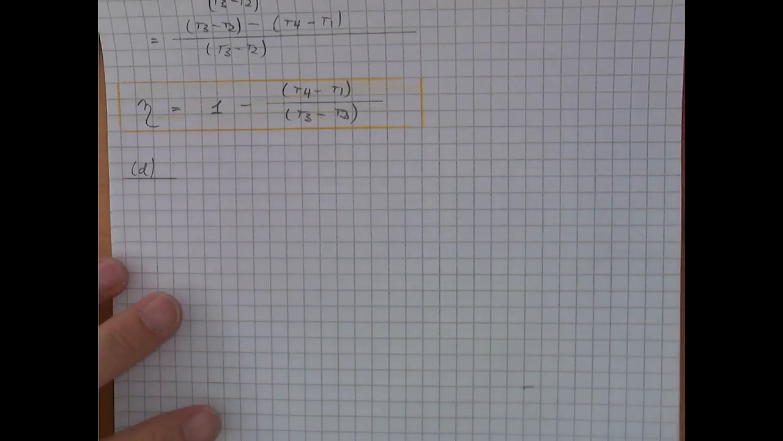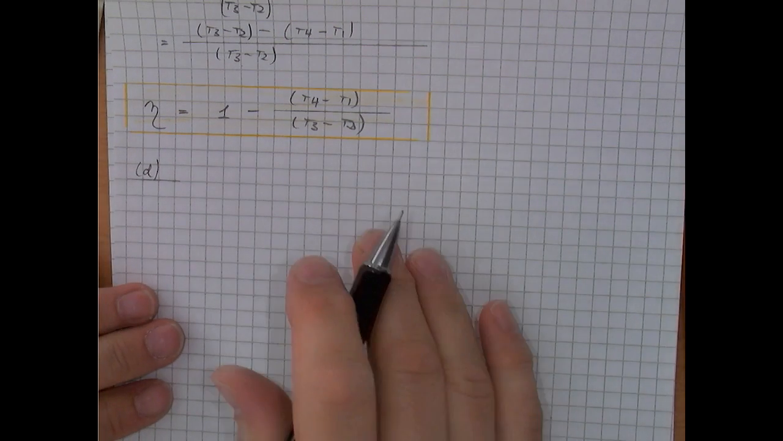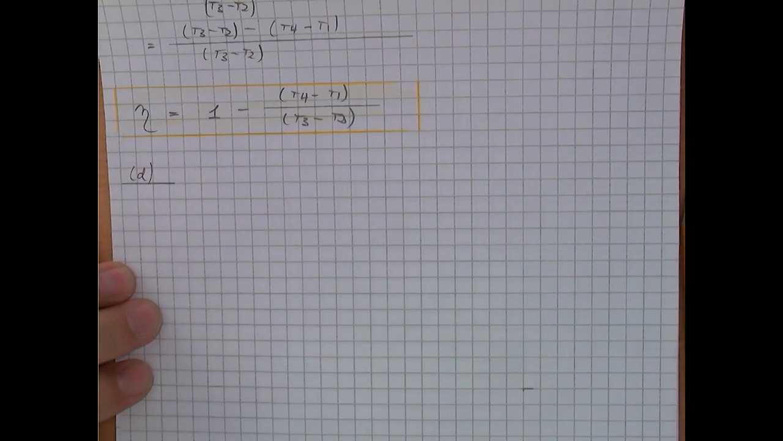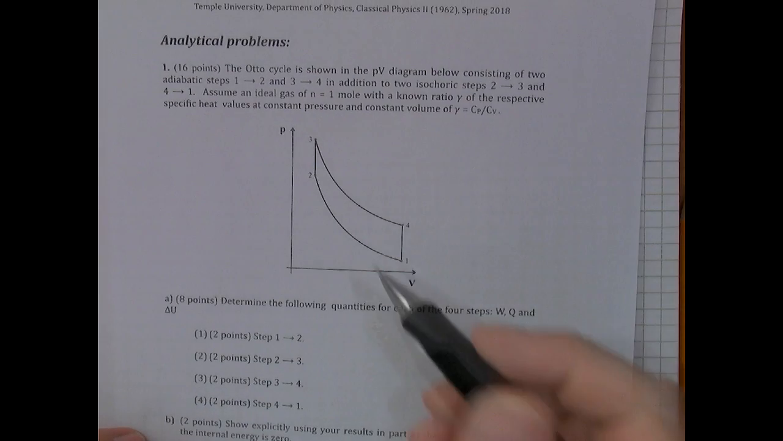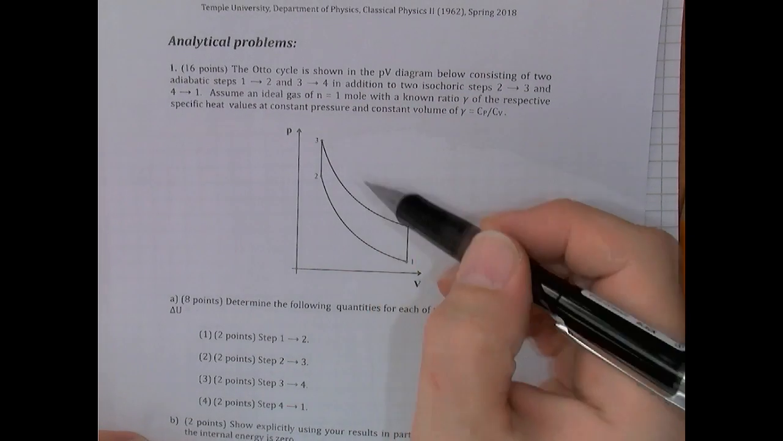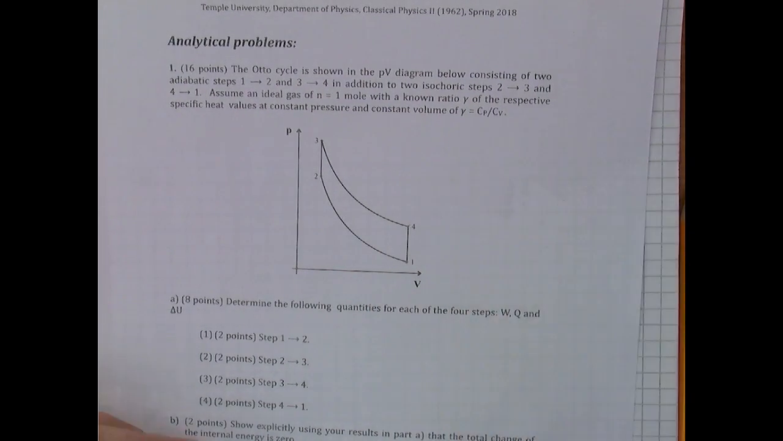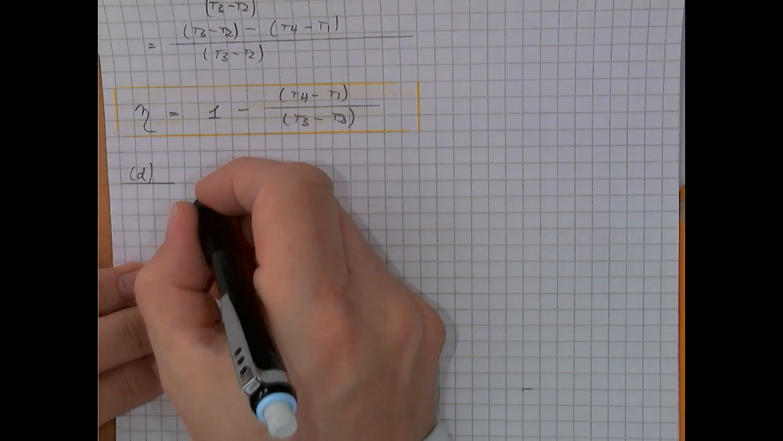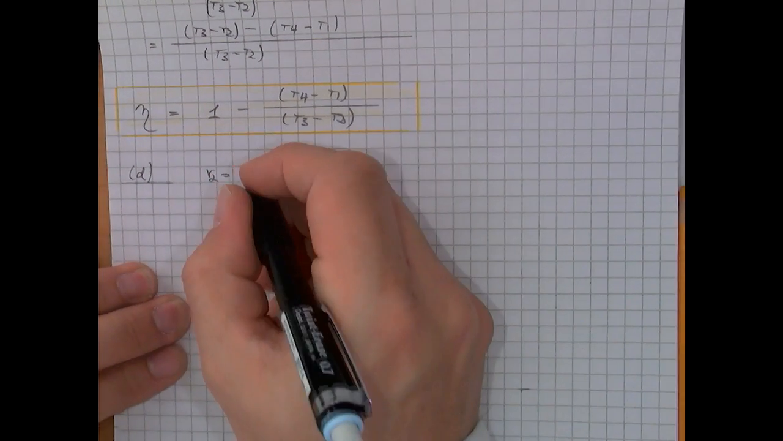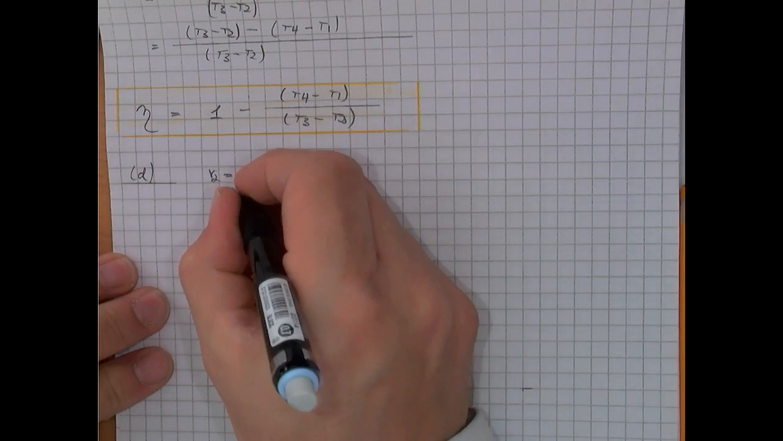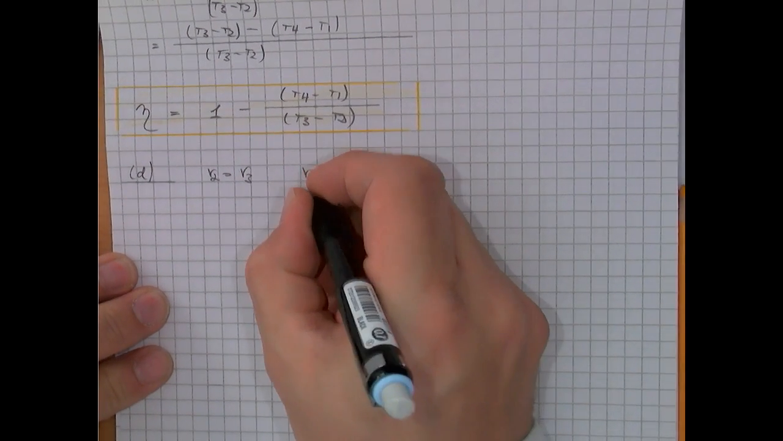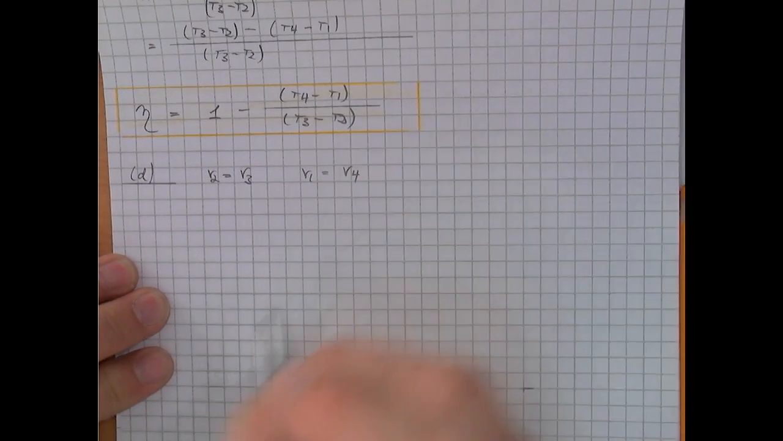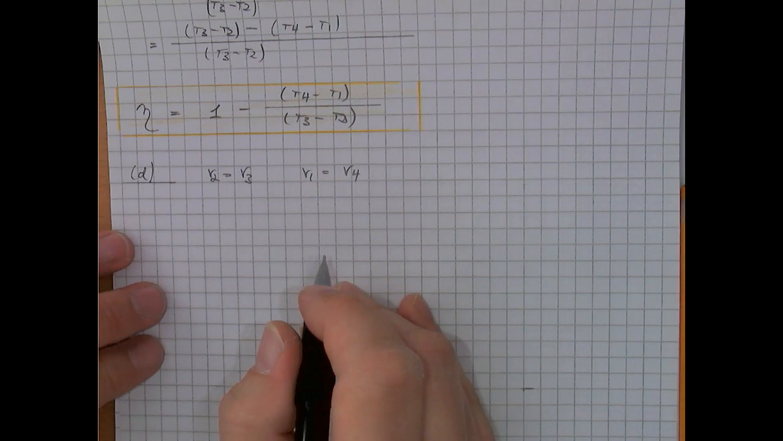So let's first recall what we know. So we need to relate temperatures and volumes. But let's first recall what we know about the volumes. V2 equals V3, and V1 equals V4. So now, V2 equals V3. This is purely a fact that we have here two isochores. That means V1 equals V4.